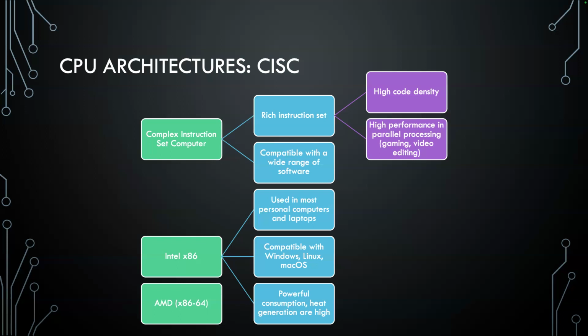So the rich instruction set has a higher code density just because you can do a lot more with it. And so it also has high performance in parallel processing. So it's really good for gaming. It's really good for video editing. We're going to talk a lot about parallelism and how we make things run in parallel using time slicing.